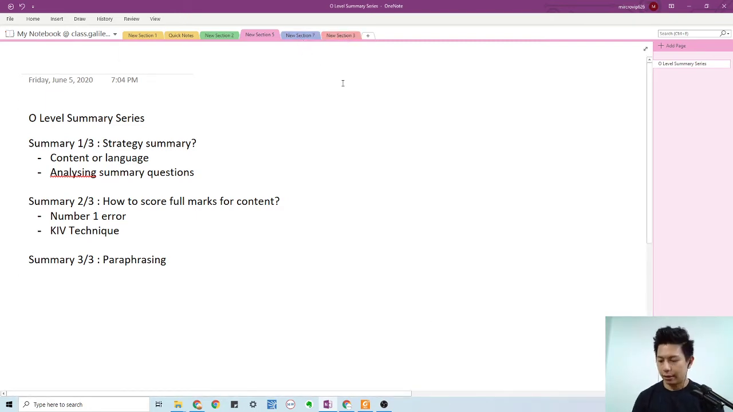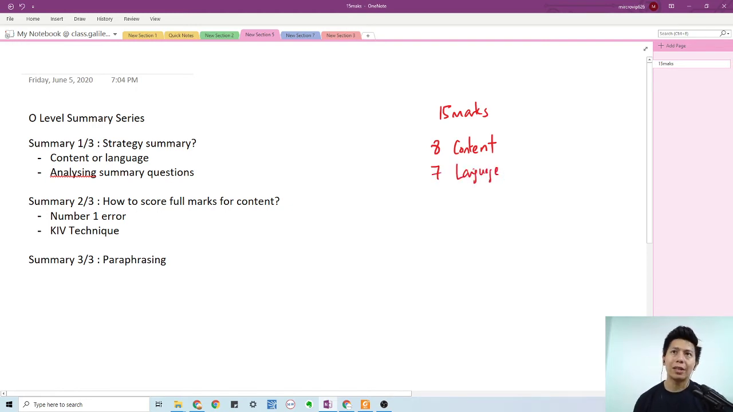Now for your summary, there's a lot of questions on how summary scores are tabulated, how they count content, how they count language marks. Okay, let me get this straight for you guys. Summary takes up 15 marks in total. Now of these 15 marks, 8 goes to content, okay, and then 7 goes to language.